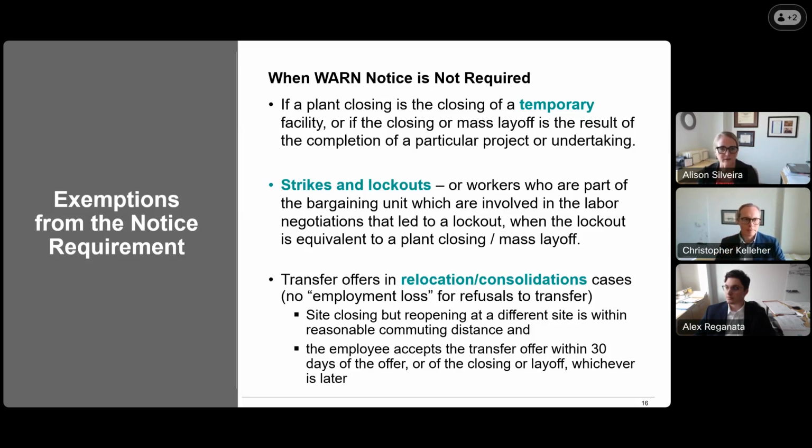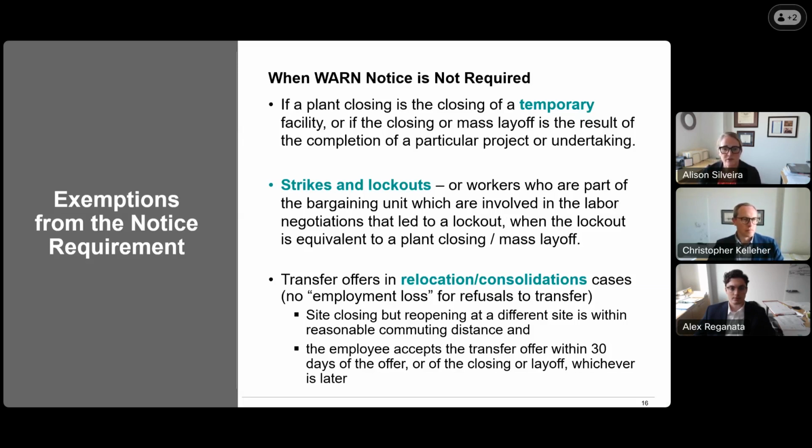So this may be very relevant in the current job market, given what's going on with industry-wide strikes at the moment. But an employer does not need to provide notice to strikers or to workers who are part of the bargaining units involved in labor negotiations that led to a lockout, when the strike or lockout creates a situation that's the equivalent to a plant closing or mass layoff. The caution in this scenario, though, is that impacted employees who are not on strike or are not part of the bargaining unit involved in the labor negotiations that led to the lockout are still entitled to notice.